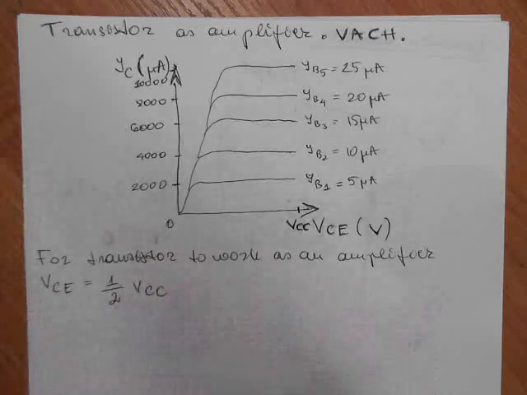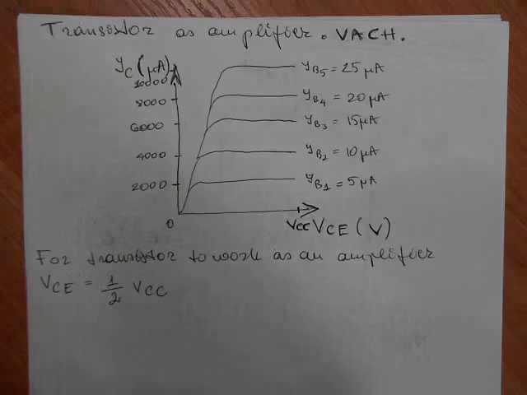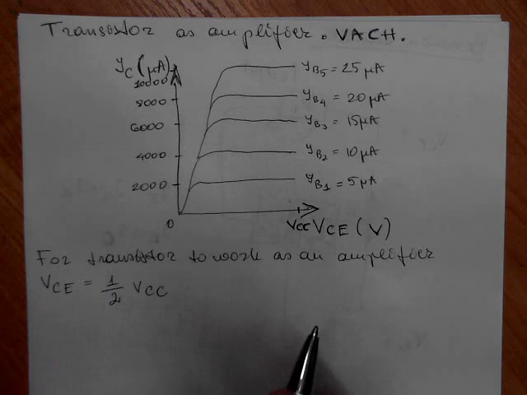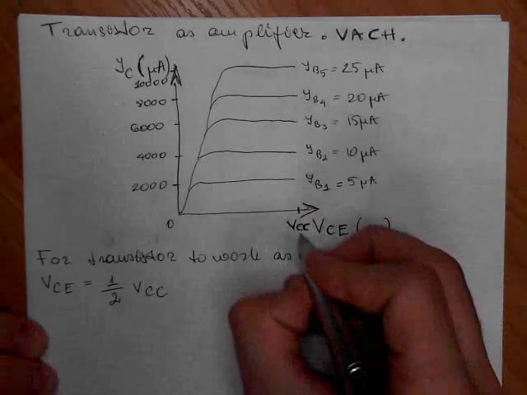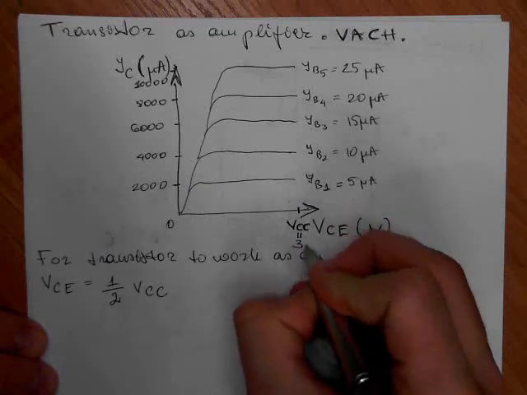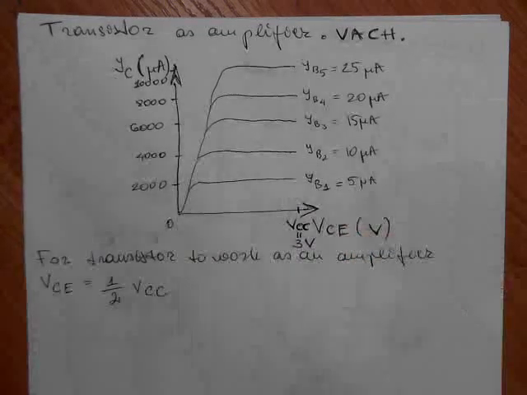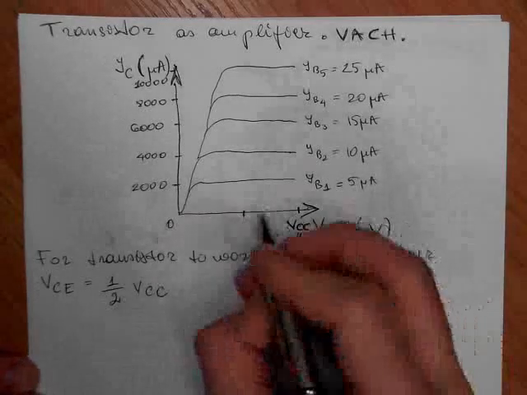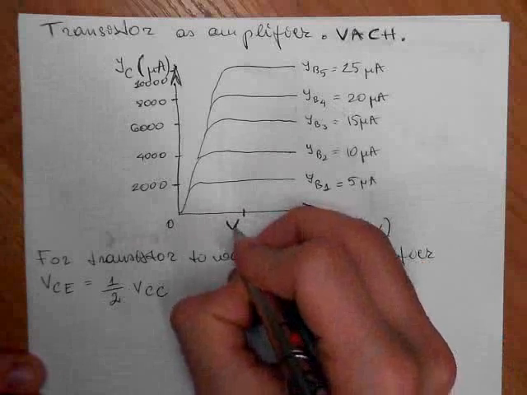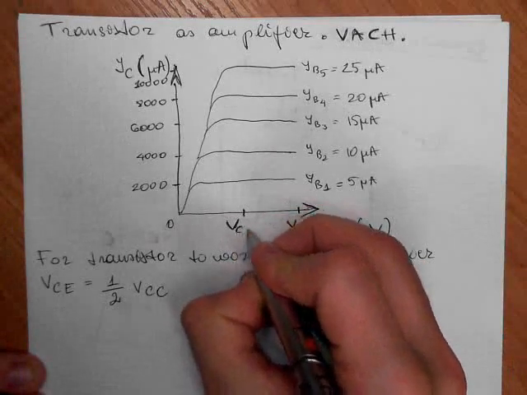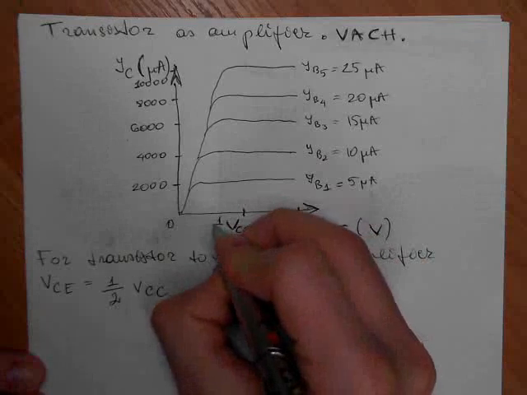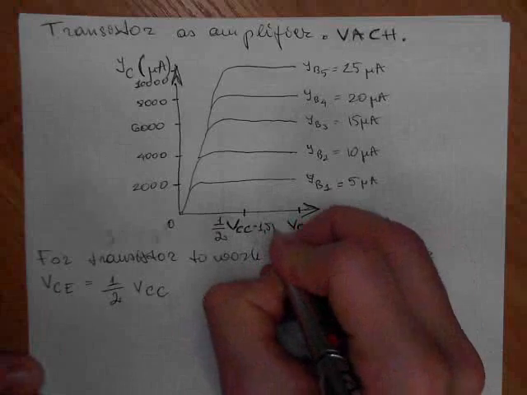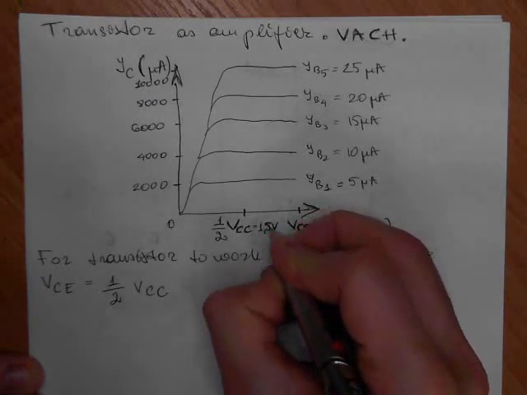So it means that if we have VCC equal to 3 volts, because during lab works we had this, it is just an example, we take half of this, so here it is half of VCC. Half means 1.5 volts.